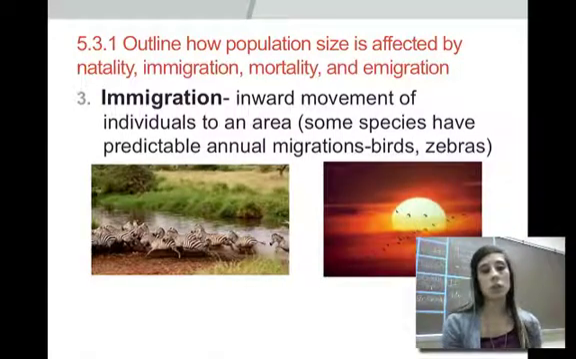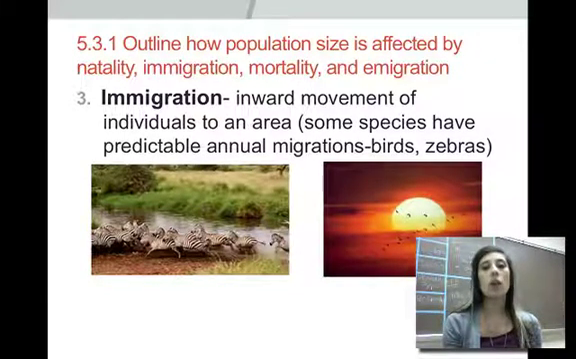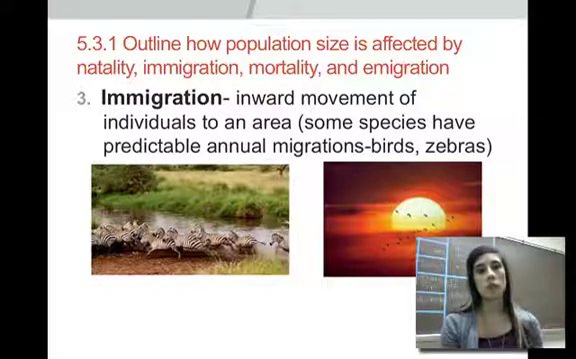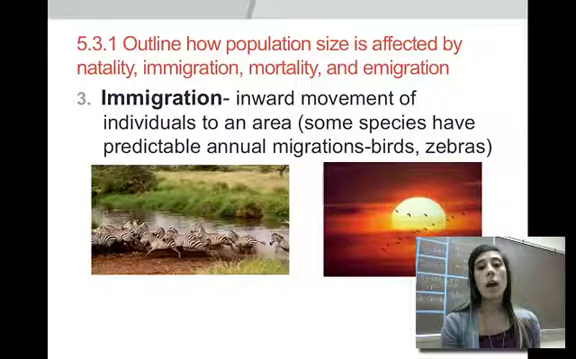Third, we have immigration. So immigration, I, is the inward movement of an individual to an area. We see this through human beings, our family members immigrating to America, or we've seen some teachers that have immigrated to other countries so they could teach in a different country. So this is the inward movement of individuals to an area. Some species actually have annual predicted immigrations. For example, zebras and birds, they migrate to different areas at different times of the year.